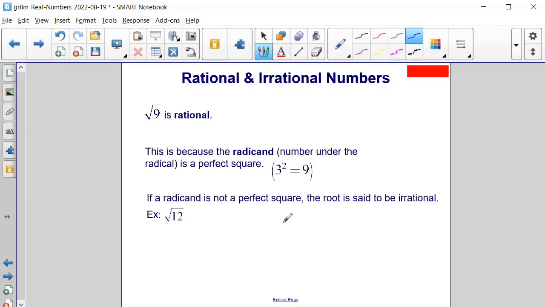On the last slide, I explained the square root of 2. That's irrational. So is the square root of 3 and the square root of 5. As long as the radicand is not a perfect square, then the root is irrational.